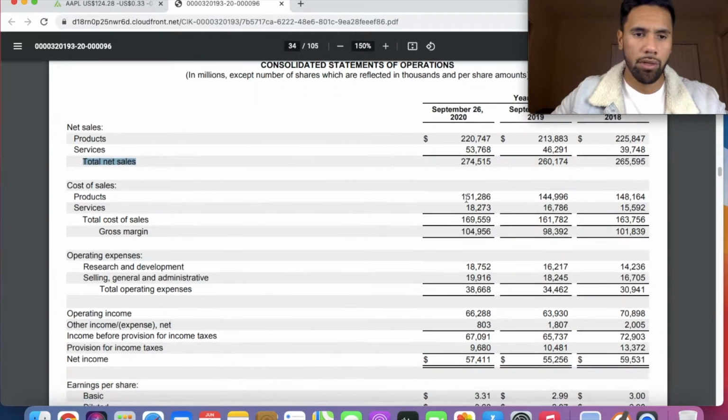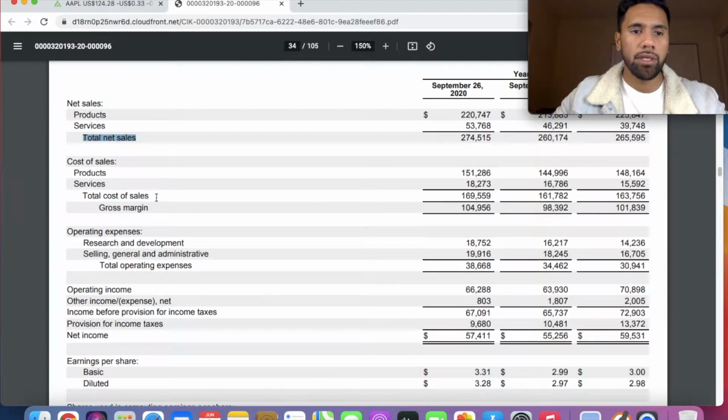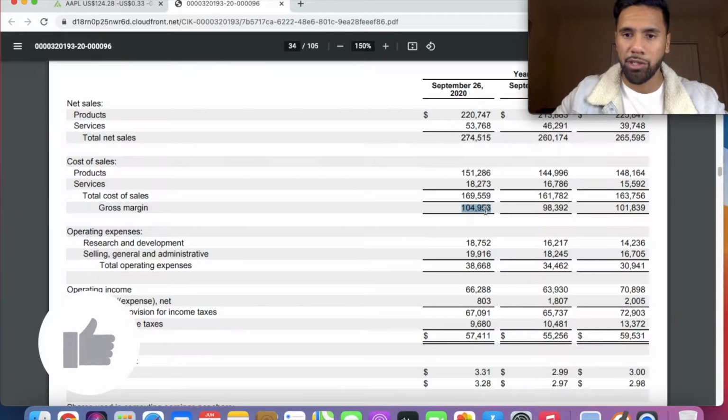The next number you'll see here is your gross margin, also known as gross profit. You get your gross margin or profit by subtracting the total cost of sales, so this is the cost to produce the products and services. You subtract the total cost from your revenue, and you'll get your gross profit or gross margin.